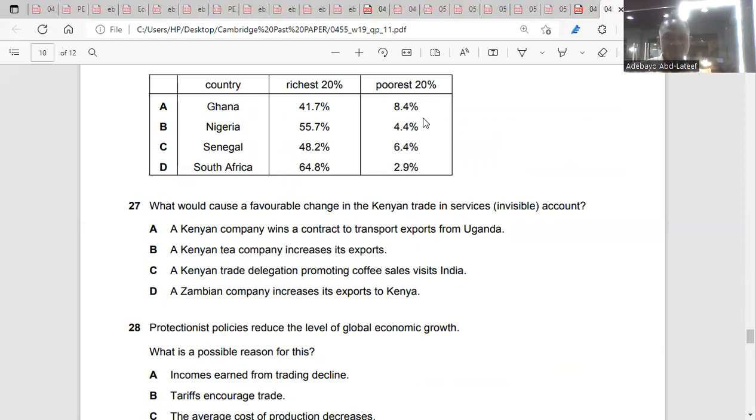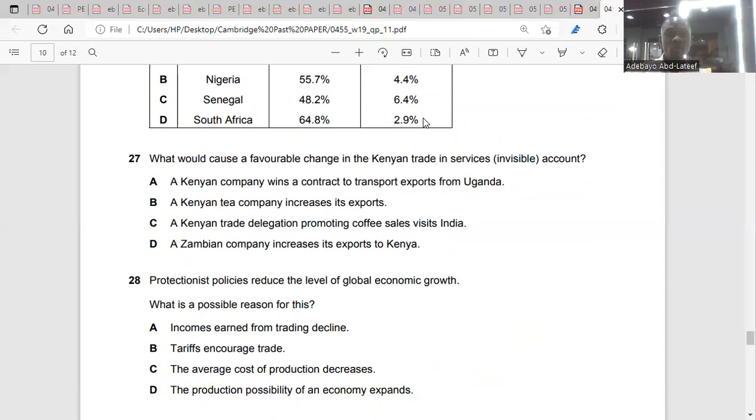A Kenya company wins a contract to transport exports from Uganda. Yeah, invisible, that's services. That's invisible exports. Do you get it? So you're getting a contract from another country. That's invisible export, export of service. Do you get it? Yes. A. Okay, so 27, right? Yes, A.